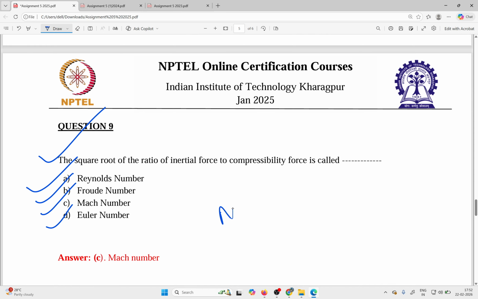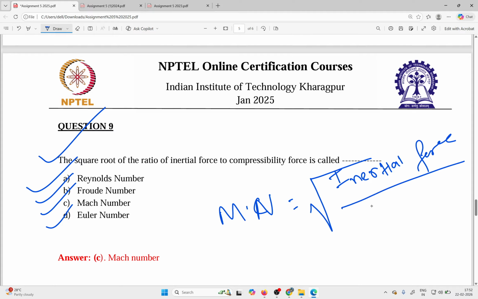Mach number is nothing but the ratio of inertia force divided by your compressibility force. This is your Mach number, and this is actually used in aerodynamics. Remember, please. Always remember.